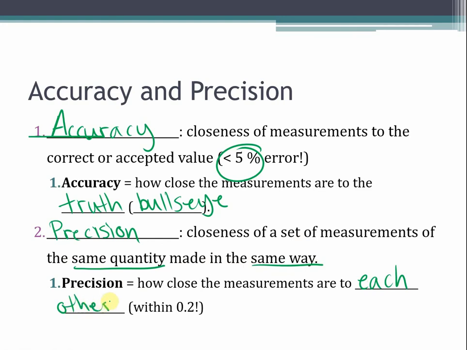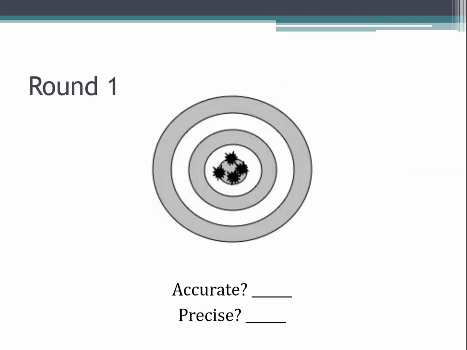Are you doing it the same way every time? Can your results be trusted? Ideally, your measurements should be within 0.2 of each other. This number is not quite as important as the 5% number. This is the one we really care about up here. So putting this into a more visual context, we're going to look at 4 different targets.